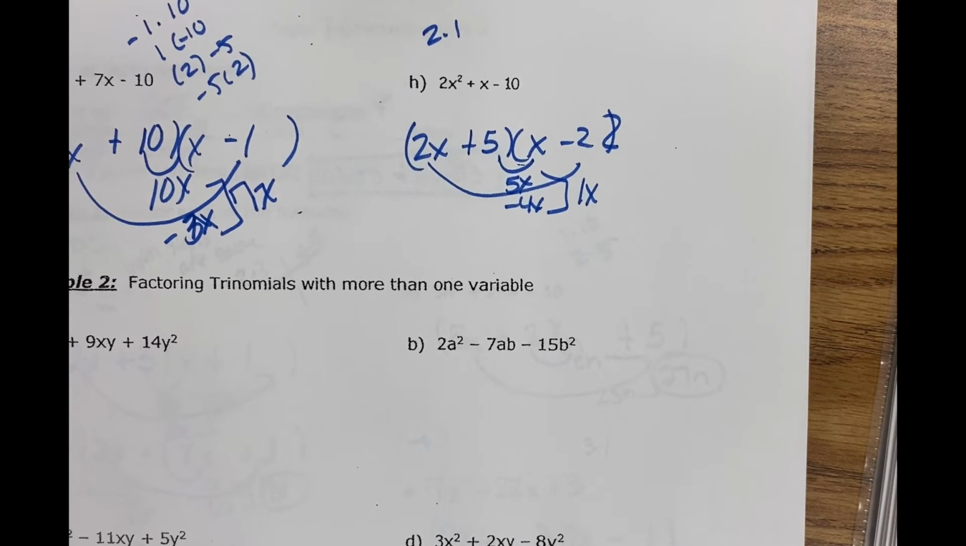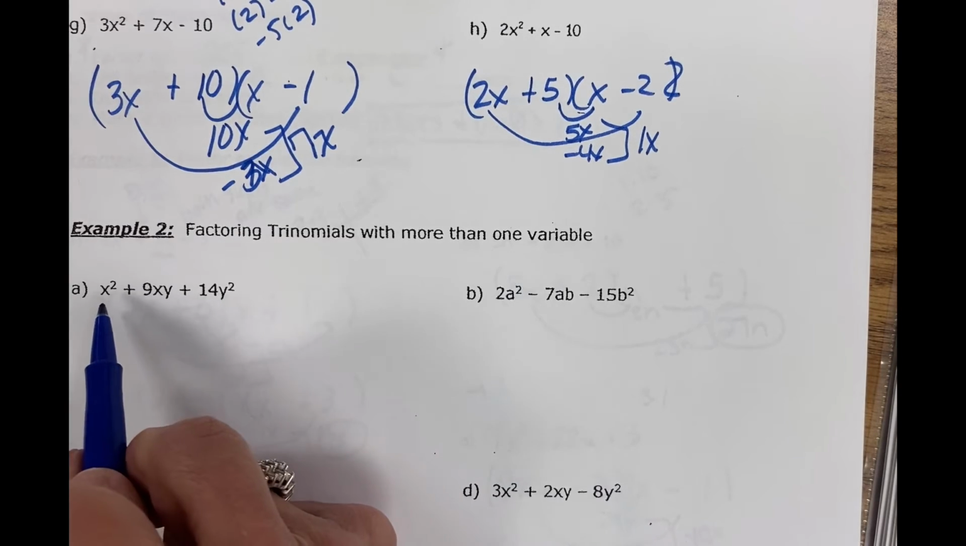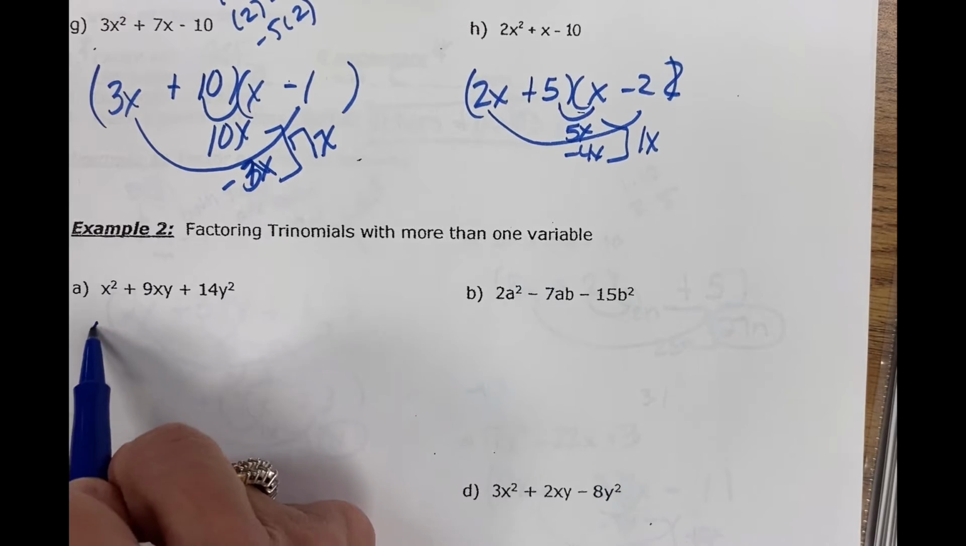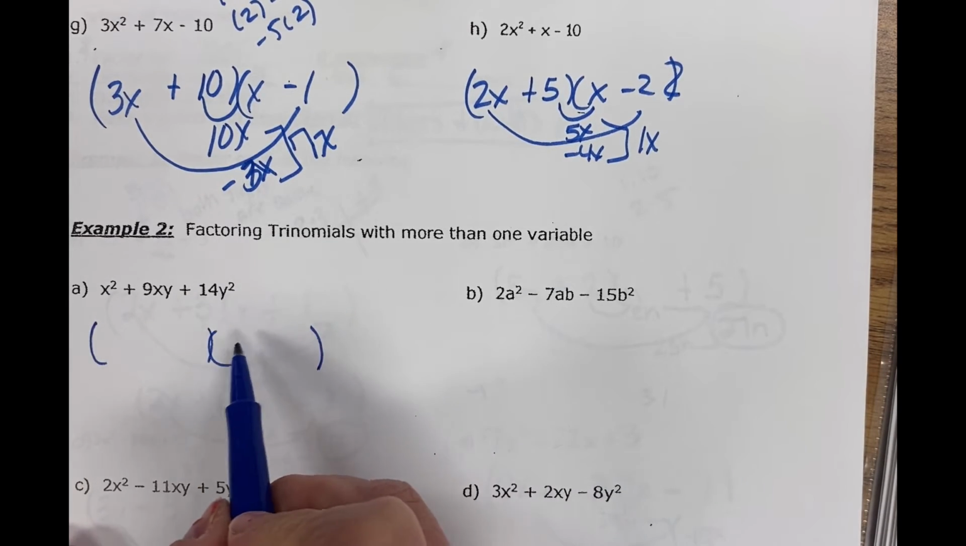All right, factoring trinomials with more than one variable is going to be the same. The only thing is that you're just going to make sure that you include the variables. So x squared plus 9x plus 14y squared. And so the greatest common factor between those is going to be just 1.